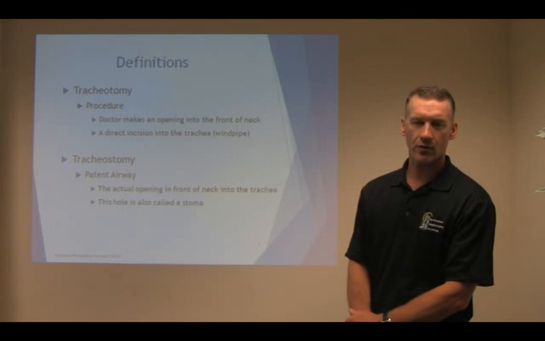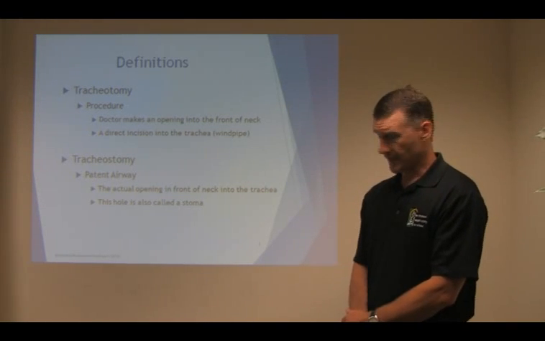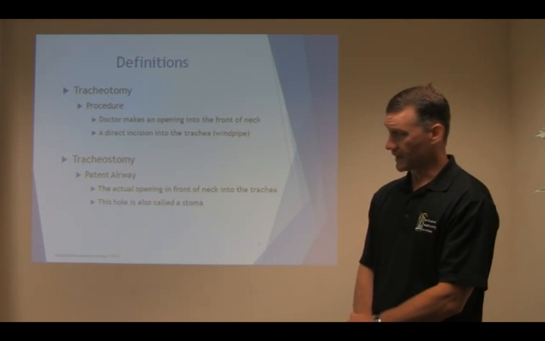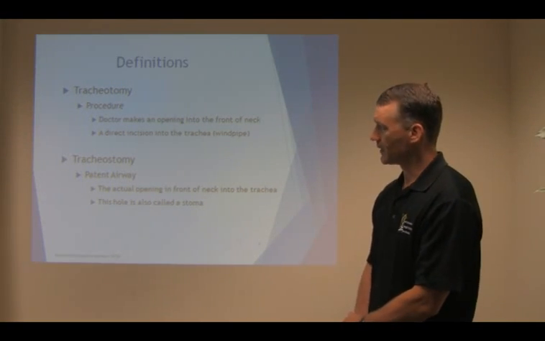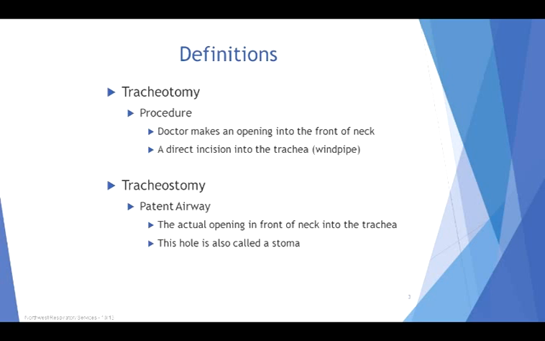It is below the vocal cords, so any person that has a tracheotomy and gets a tracheostomy tube inserted cannot vocalize due to that. The tracheostomy itself creates a patent airway. It's the actual opening in the front of the neck. It's also called the stoma.